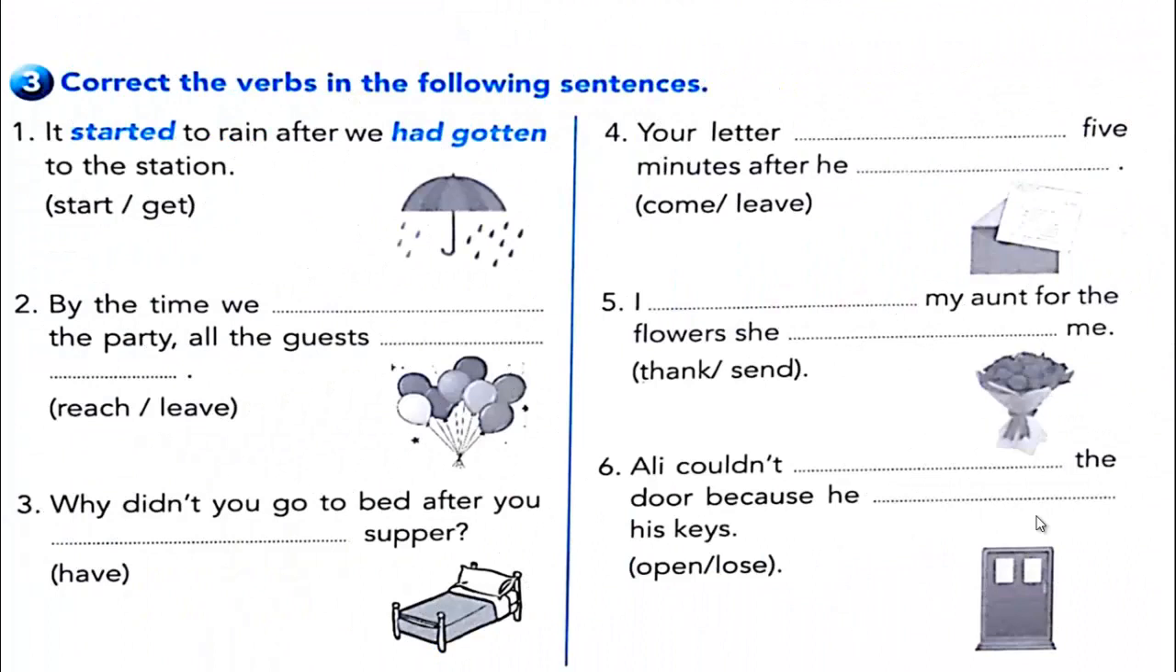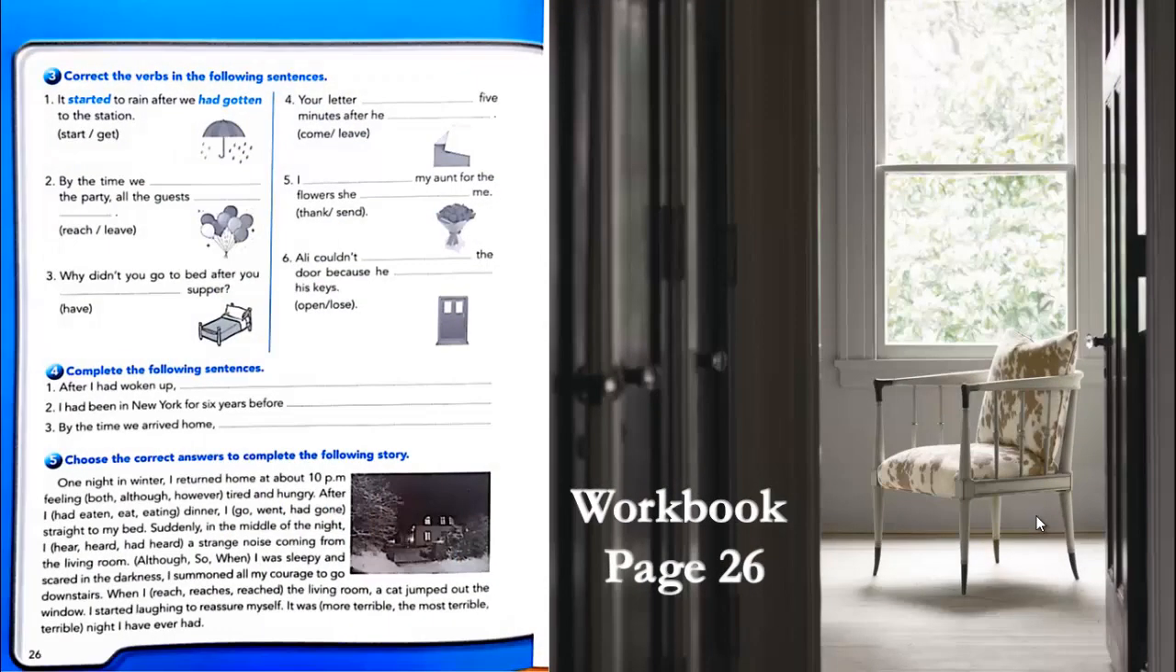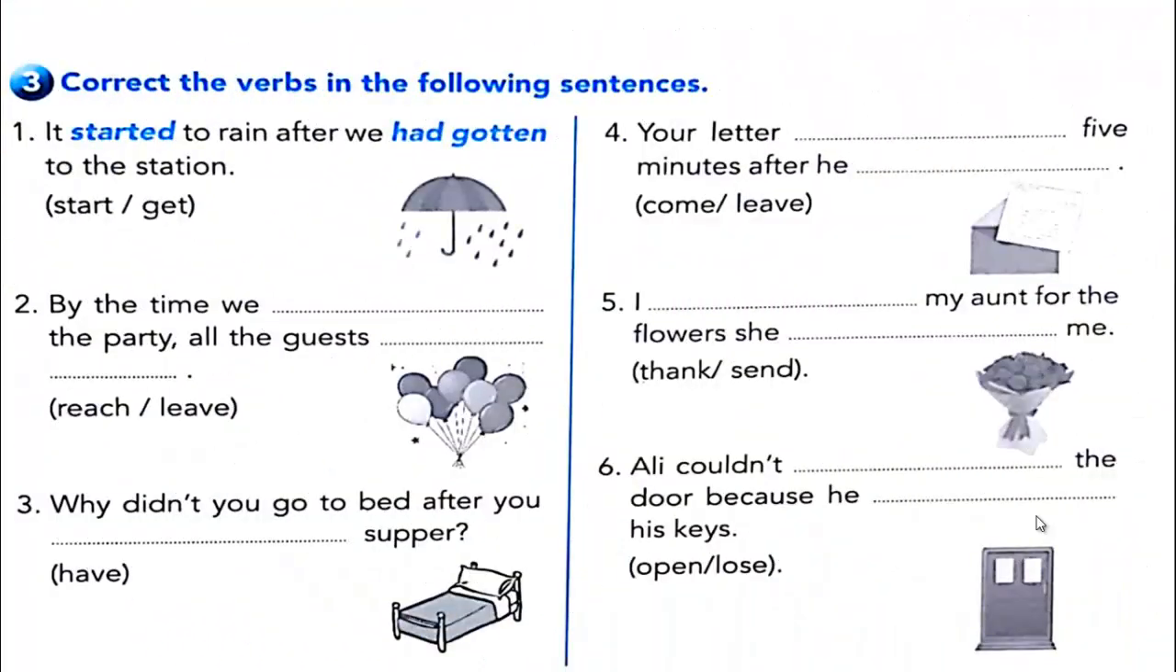In this exercise, we want to correct the verbs in the following sentences. You have two verbs. You are going to correct them. Put one of them in the past simple and the other one in the past perfect. The first action that happened first, put it in the past perfect. And the second action, put it in the past simple, as we have said. Number 1 is done for you.